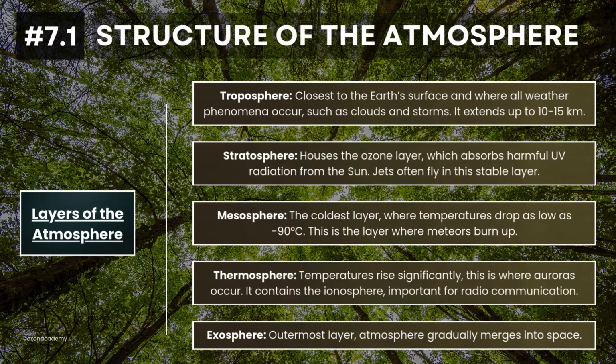Number 4 is the thermosphere. This is where temperatures rise significantly, and this is where auroras occur. It also contains the ionosphere, important for radio communication. And then finally comes the exosphere, the outermost layer, where the atmosphere gradually merges into space. These layers work together to protect Earth and sustain life, making the atmosphere an essential component of our planet.